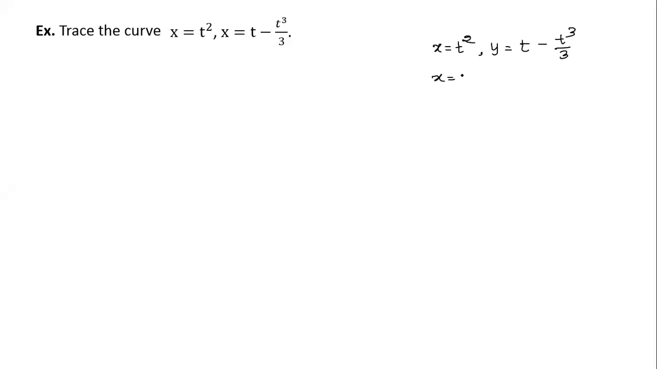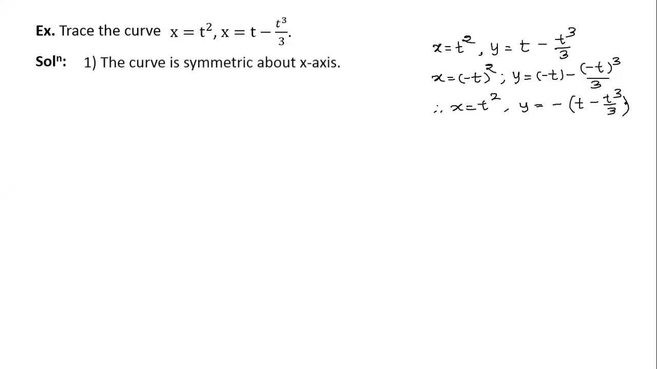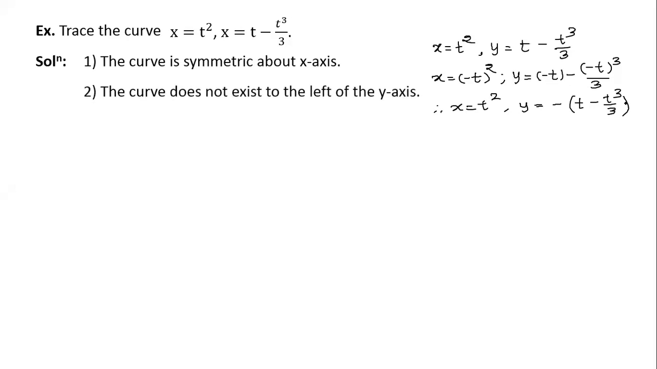Replace t by minus t, so it is minus t whole square, and y is equal to minus t minus t to the power 3 upon 3. And therefore x is equal to t square and y is equal to minus t plus t cube by 3. So minus is outside, t minus t cube by 3. So we realize that on replacing t by minus t, x equation remains unchanged and y equation changes in sign. So the curve is symmetric about x-axis.